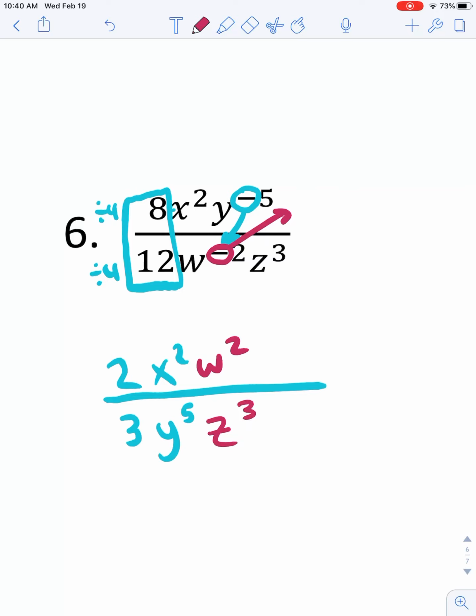And now I've addressed everything. I've changed the 8 over 12 into 2 over 3. I left the x up top, because that's where it belongs. I moved the y to the fifth down to the bottom. I moved the w squared up to the top. And I left the z cubed down on the bottom. Everything is exactly where it's supposed to be, and that means there's nothing left for me to do. Problem over.